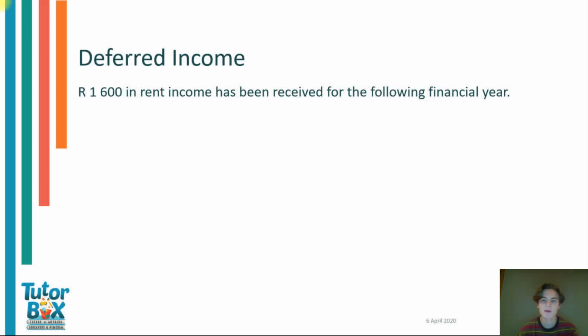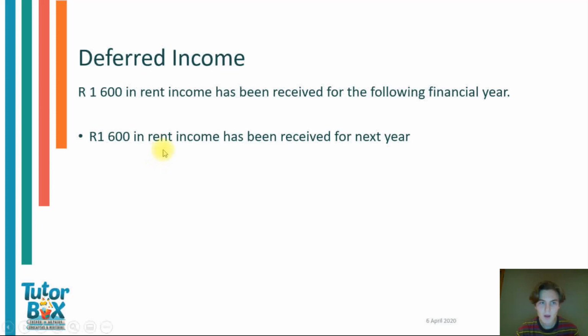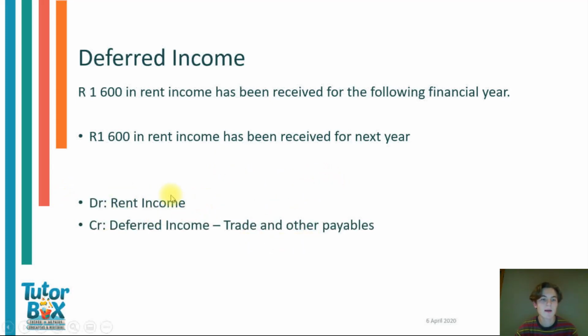So how will we record this? We need to create an account called deferred income to acknowledge the fact that we have received this money, but that it isn't relevant to this financial year. So basically, we will create this account, and then we have to decrease our rent income amount that we have received for this current financial year. So we will minus 1,600 Rand from our rent income account, and this will be shown in this specific manner in your financial statements. So you will debit your rent income.